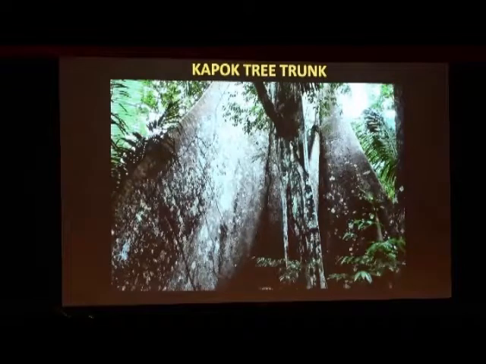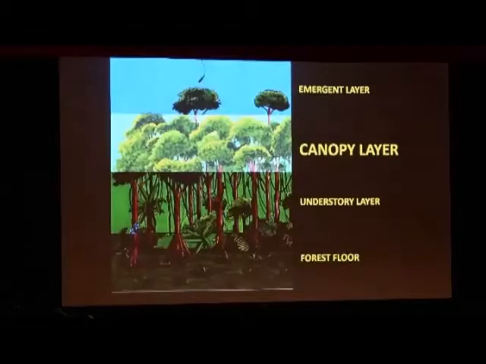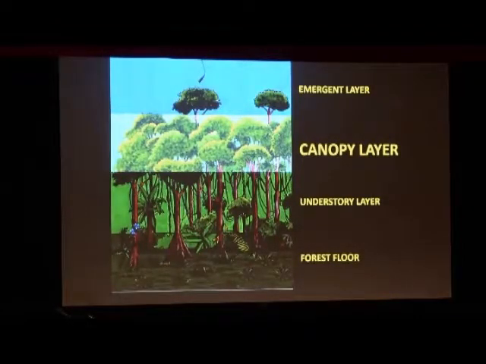Many of the emergent trees have very straight trunks that don't branch out for maybe 100 feet or more. There's no need for branches below the canopy where there is very little light. Because emergent trees are exposed to drying winds, they tend to have very small pointed leaves. In some monsoon rainforests, some species will actually lose their leaves during the dry season, but that does not occur in the Amazon.